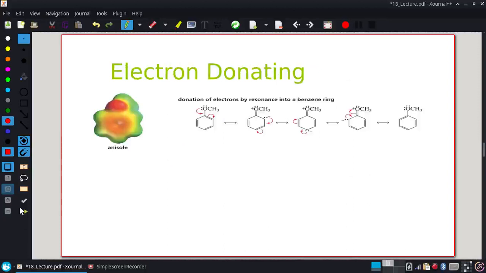A great example of a donating group is something like what we see in anisole. So what happens is the oxygen's lone pair gets donated into that bond, creating a double bond. But when that happens, it forces a negative charge into the ring, which will resonate around. But that resonance has made this ring slightly more negative for the time being. And a negative, nucleophilic ring is going to greatly enhance the electrophilic aromatic substitution reactions.